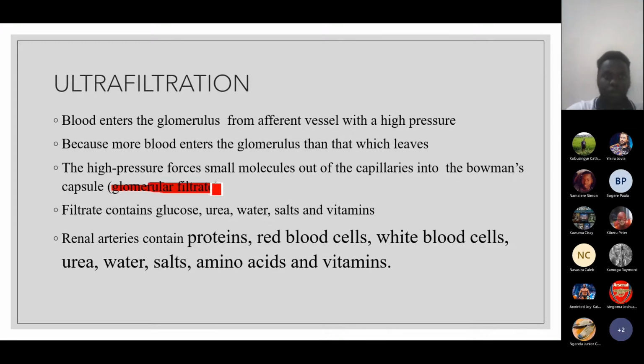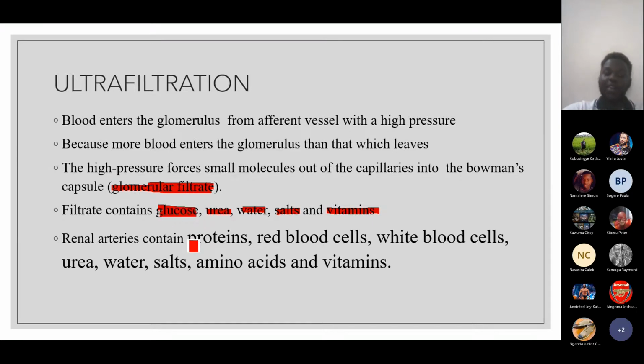Now, this filtrate contains very many things depending on size. Every small molecule will be filtered out. So we have molecules like glucose, we have urea, we have water, we have salts, we have vitamins, and so on and so forth. As long as the molecule is small, that molecule is going to be filtered out.